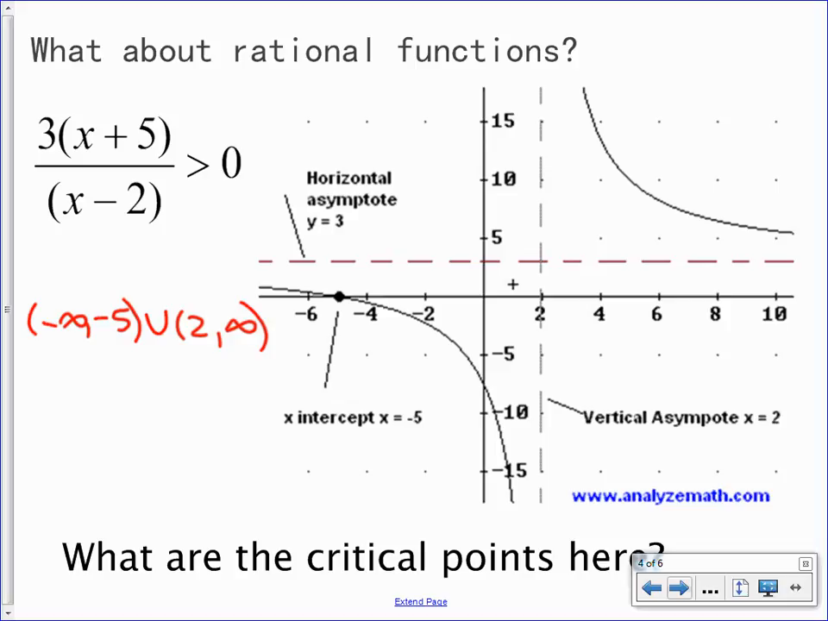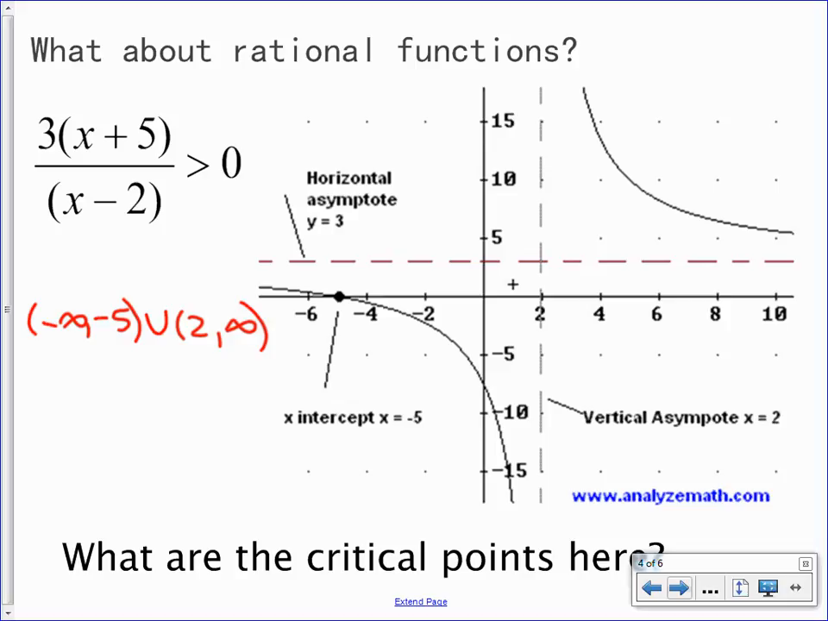Yes, so we don't do brackets because there's infinity. Correct. So since this was just a strict inequality, everything is parentheses, no matter what. Okay, so now if you have a rational function, you still have to consider the zeros, but we also have to consider the asymptotes as well. Those are going to be critical as well.